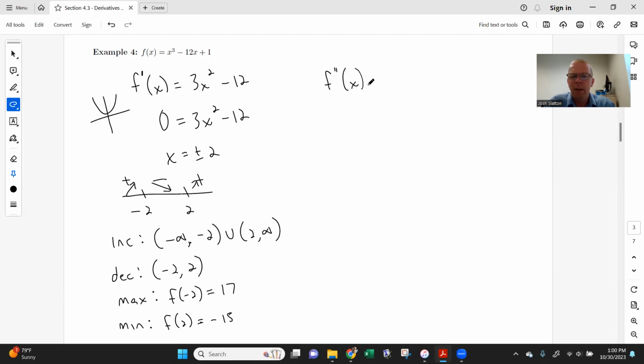All right, so now we're going to do the second derivative. The second derivative is just going to be 6x. Set that equal to 0. Obviously, x is going to be 0. So now put that on the number line.